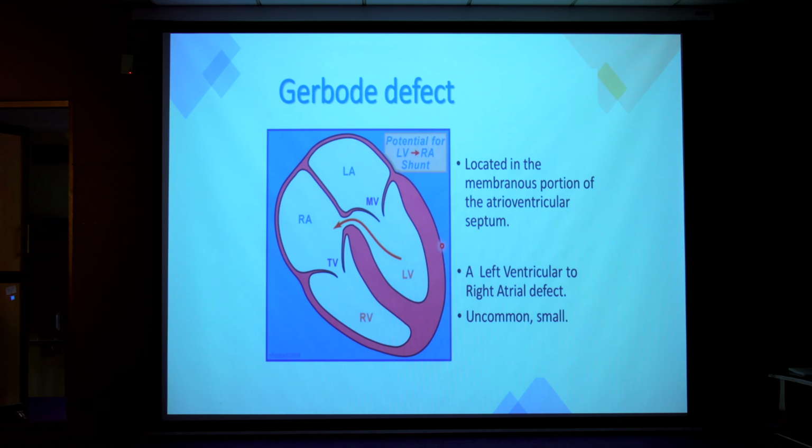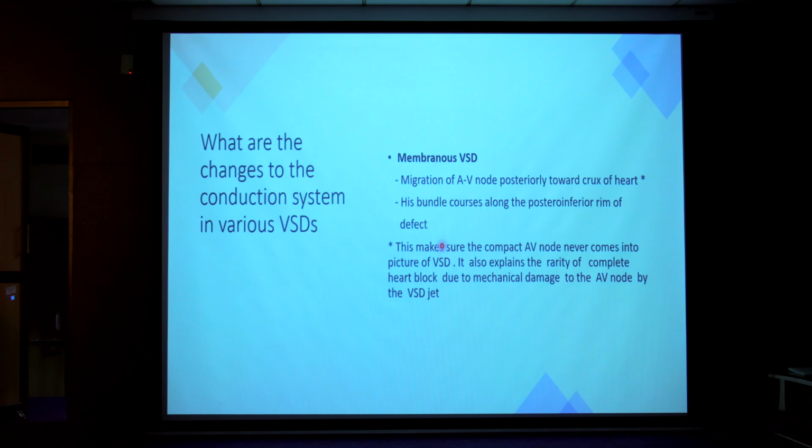Another defect is the Gerbode defect, as I was telling you about the atrioventricular septum. Since the tricuspid valve is at a lower level than the mitral valve, there is a portion of the septum called the atrioventricular septum. So any defect in this portion would result in a left ventricular to right atrial shunt. So that's called Gerbode defect or Gerbode shunt.